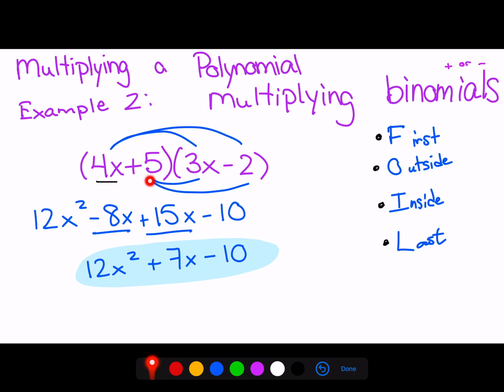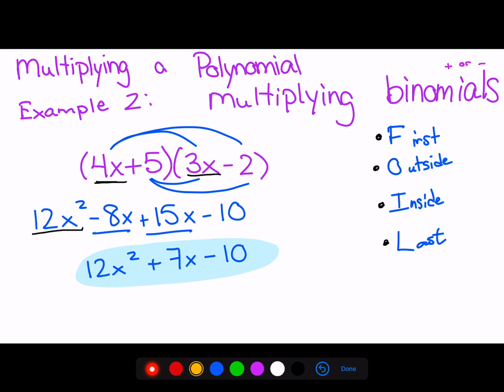So I have these two bubbles here. I multiply first my first terms in each bubble. So my first term is 4x and 3x. So 4x times 3x is first. Well, that will give us, 4x times 3x will give us 12x squared.